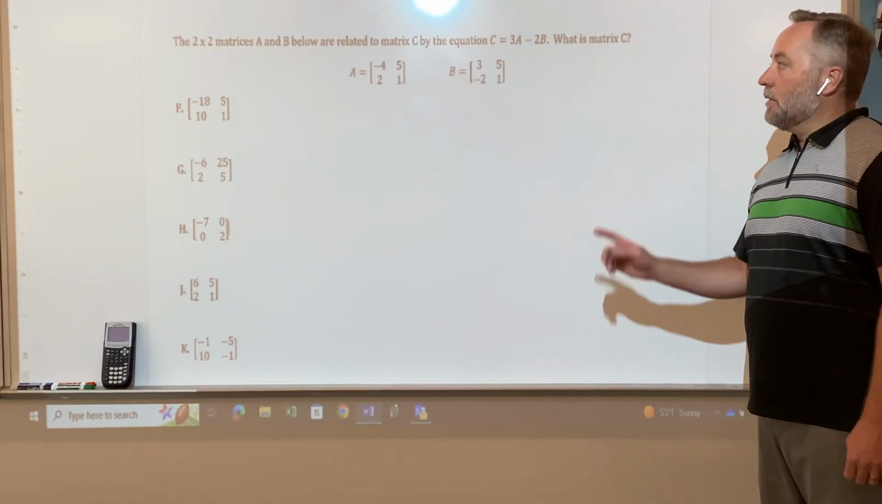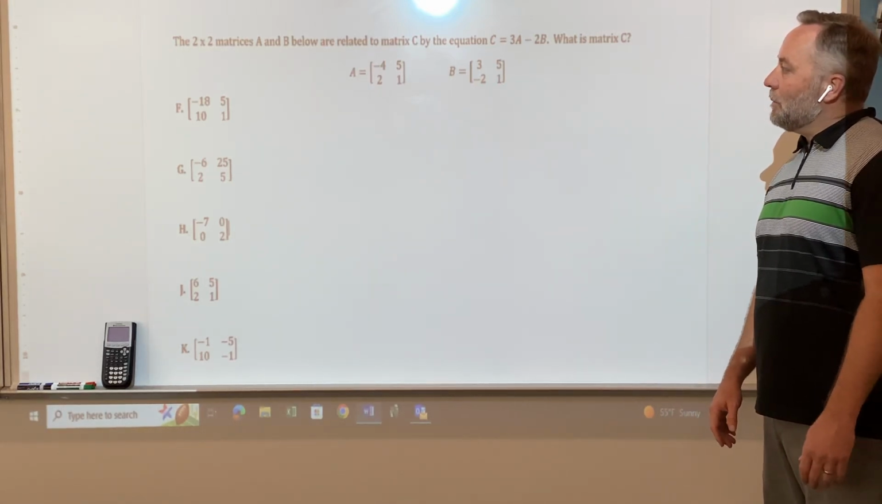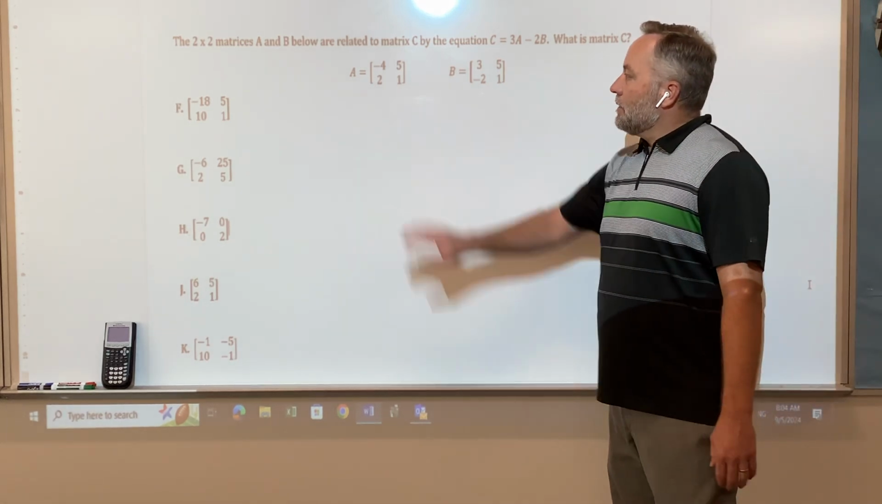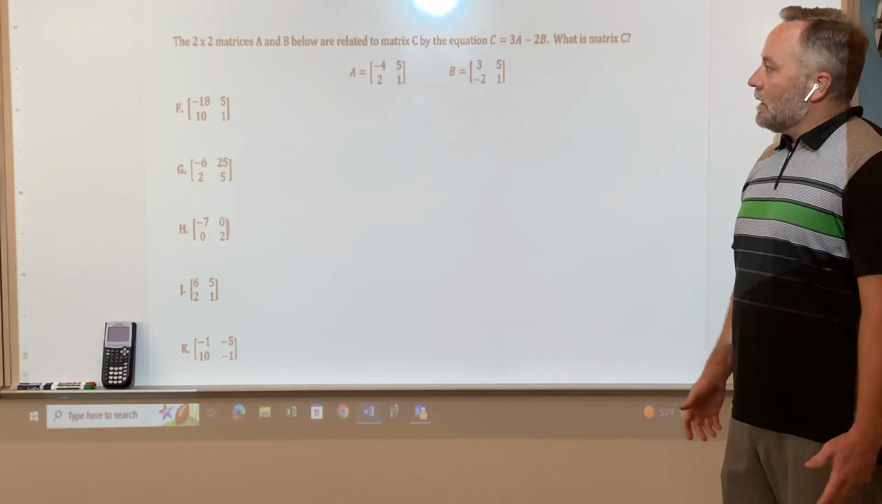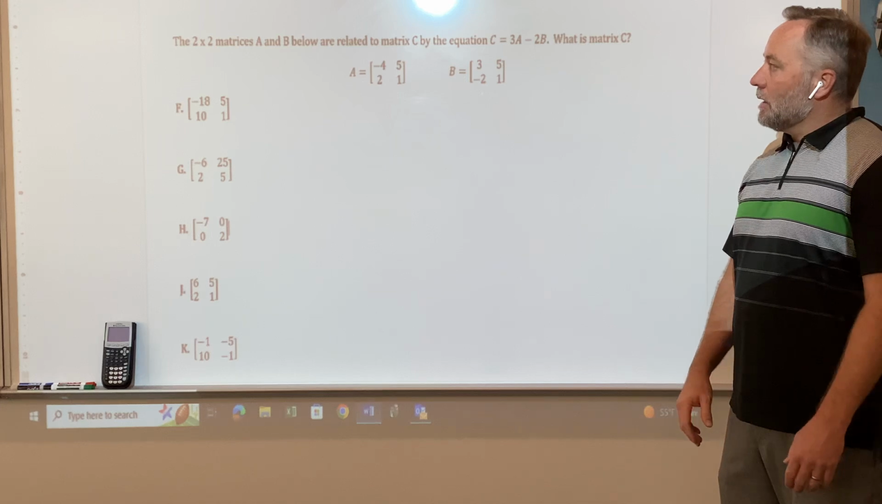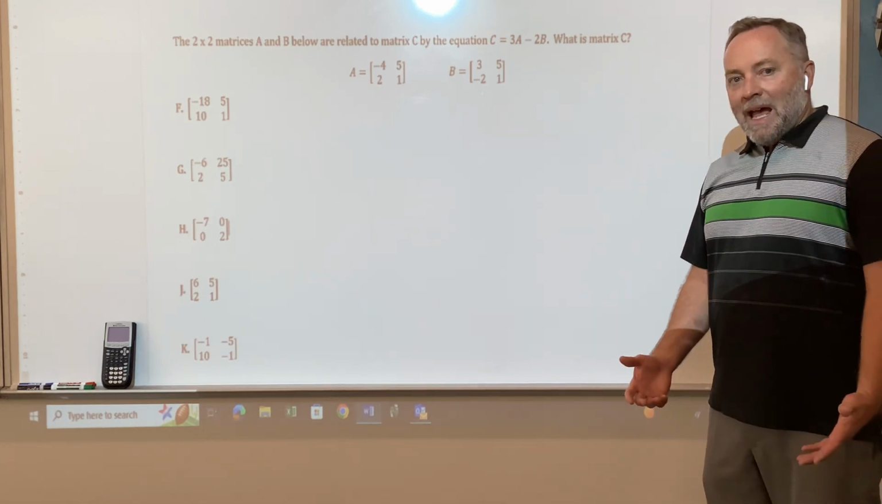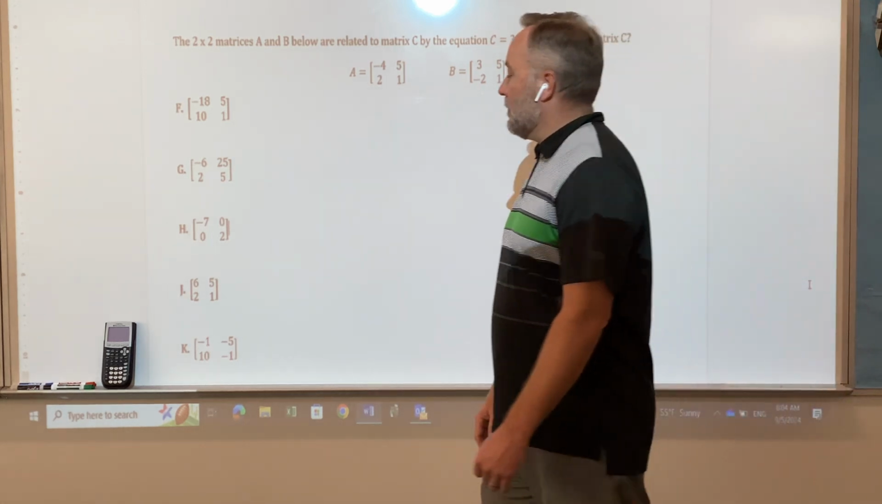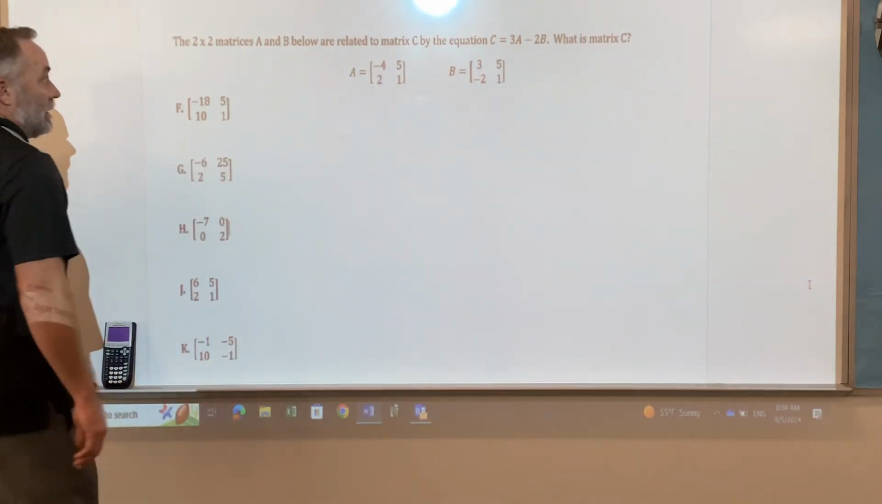This question has to deal with matrices, and those can look a little bit intimidating, but they're just a way to organize and arrange numbers, and actually the operations we're asked to use on matrices for the ACT are pretty straightforward. So let's take a look at the question.